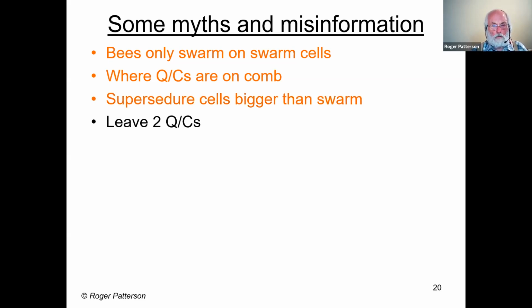Oh dear, this one. This really annoys me, that beekeepers are told to leave two queen cells. And the reason given is insurance: in case one queen cell is dead, you've always got the other one. But there's two things against that. One is if the colony's in the right condition and the weather's fine, the chances are the colony will actually swarm on the first one to emerge.